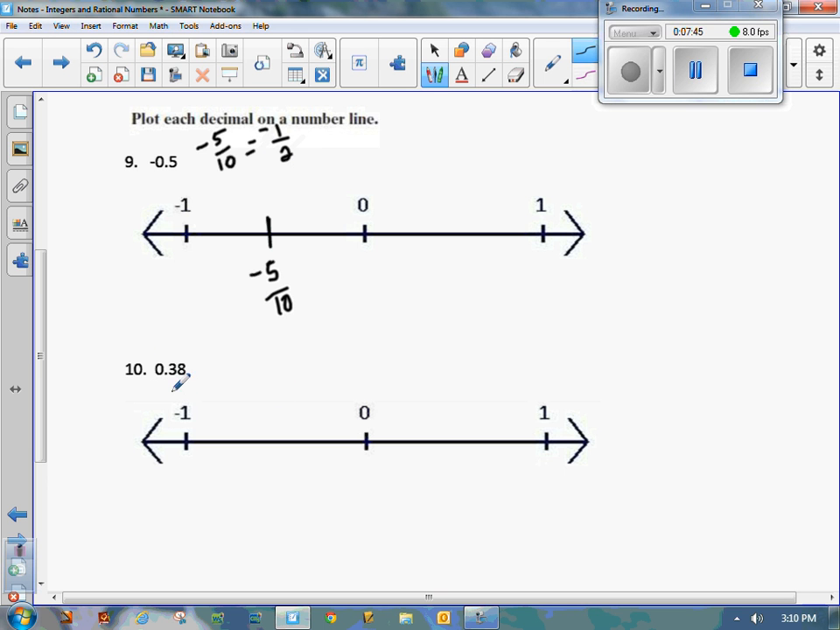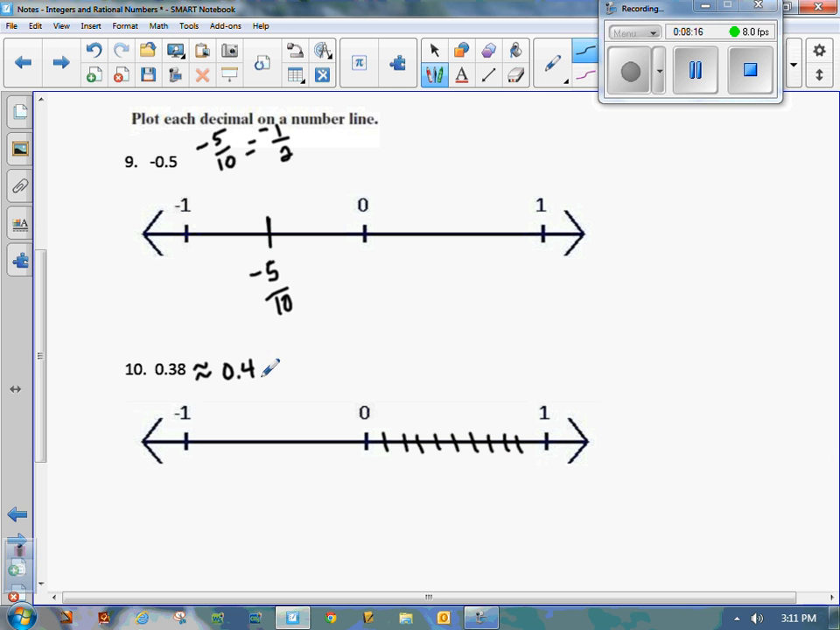Now here we have a negative 38, or excuse me, positive 38/100. Okay, I'm going to leave it in decimal form right now. I'm going to kind of use estimation because I am not going to count out 100 little marks here and then count out 38. I know that 38/100 is close to 0.4. So I could count out 10 marks. 1, 2, 3, 4, 5, 6, 7, 8, 9, 10.